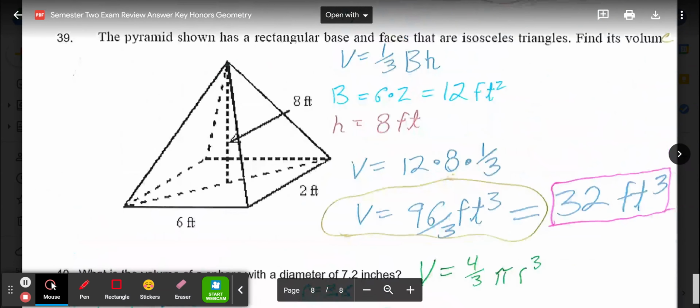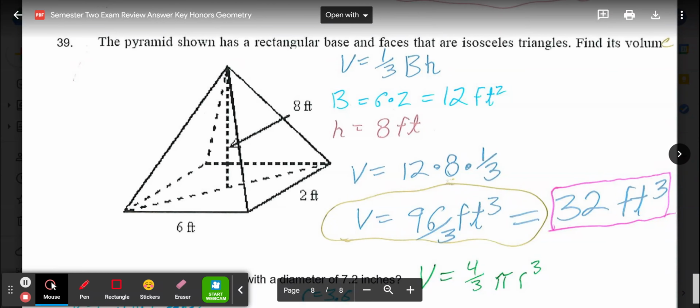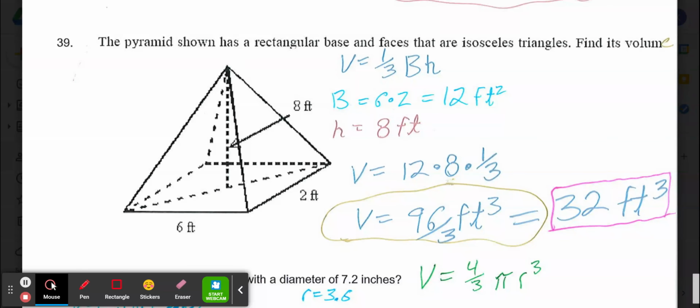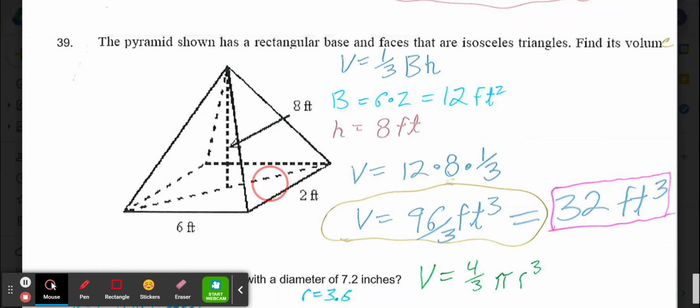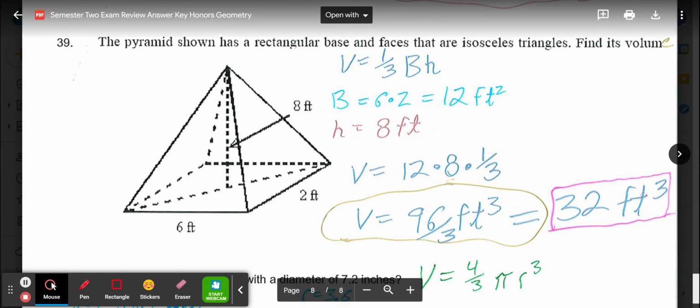And then our final two questions on the review. 39, we have a rectangular pyramid, and we know the faces are isosceles triangles. Find the volume. So volume formula for a pyramid, 1/3 area of the base times the height. Area of the base would be 2 times 6, because it's a rectangle. So that's 12. Height of our pyramid was given to us at 8 feet. So 12 times 8 times 1/3 would be 96 divided by 3, so 32 feet cubed.